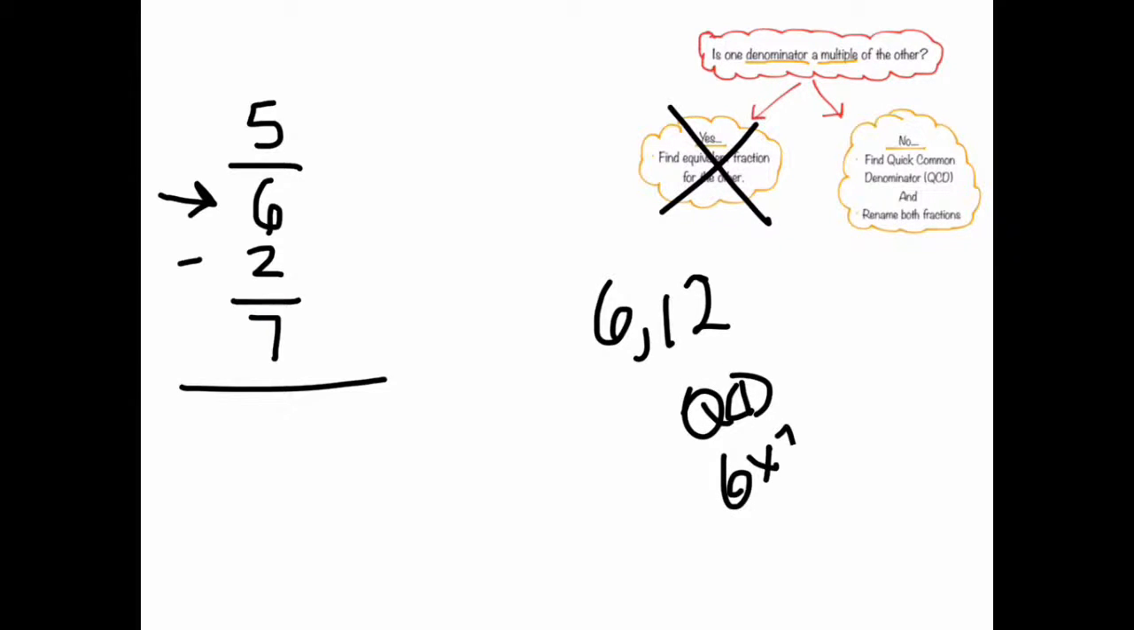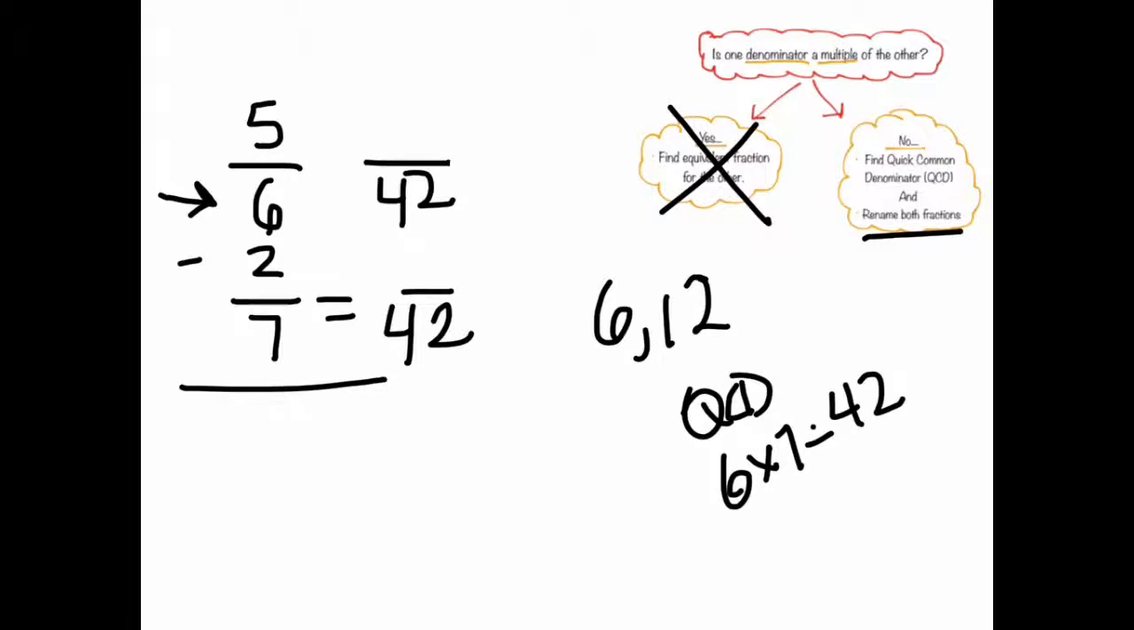6 times 7 equals 42. So my common denominator will be 42. So I need to rename both fractions with a common denominator of 42. So I know that 7 times 6 is 42, so I also need to multiply my numerator by 6. 2 times 6 is 12. So 2/7 is equal to 12/42.